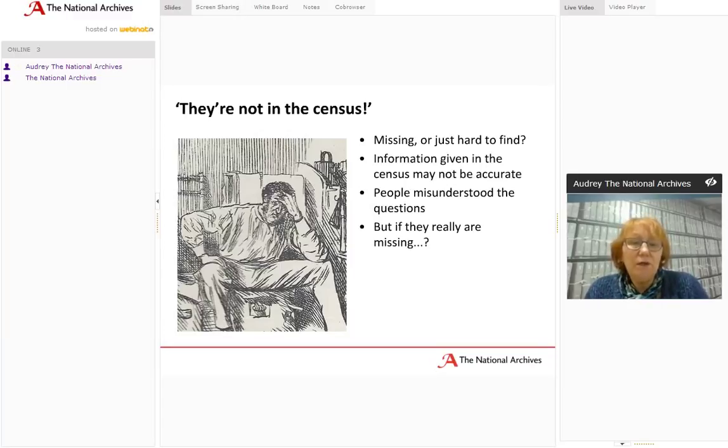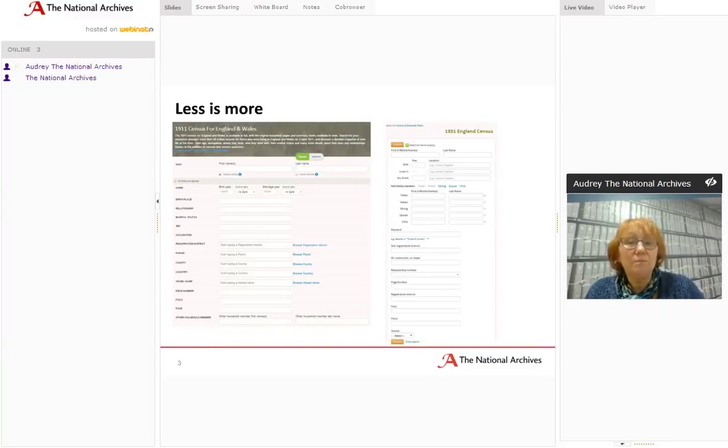Remember that the information that's given in the census might not be completely accurate, and some people completely misunderstood the questions and gave some very peculiar answers. So you might be able to find people that you think are missing because they're not really, but sometimes they might be genuinely missing, in which case I do have a few suggestions for how you might find the information that would be in the census if they were in there to be found.